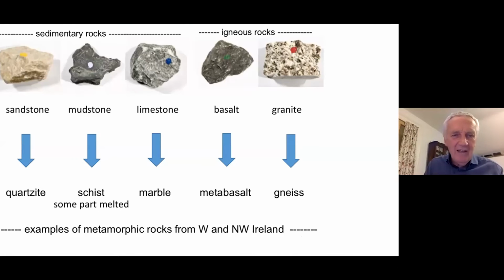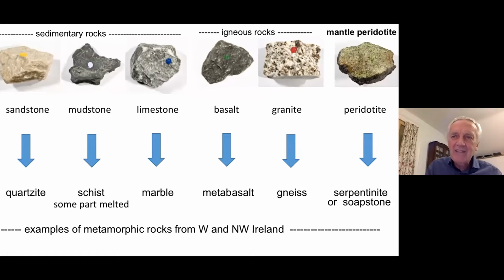Okay, so there we are. There's quartzite, schist, sometimes melted schist, marble, metabasalt, and gneiss. But there's a space here on the right because there's another rock that I haven't mentioned that can be turned into metamorphic rock, and that's this, peridotite, the mantle peridotite that comes up in basalt. If that becomes metamorphosed, it can be converted into two kinds of rock. One's called serpentinite, and the other one is called soapstone. Let's have a quick look.